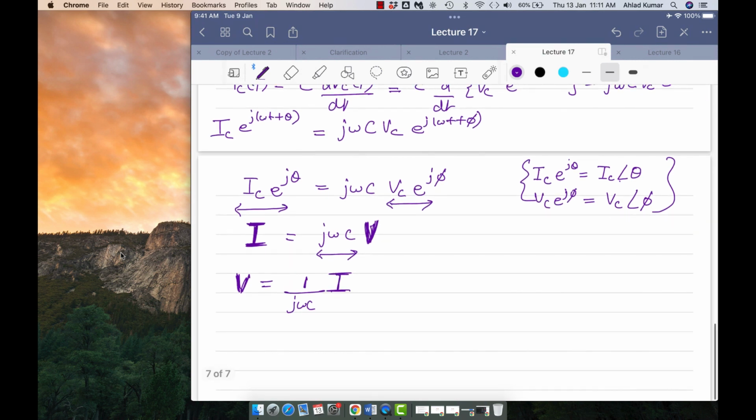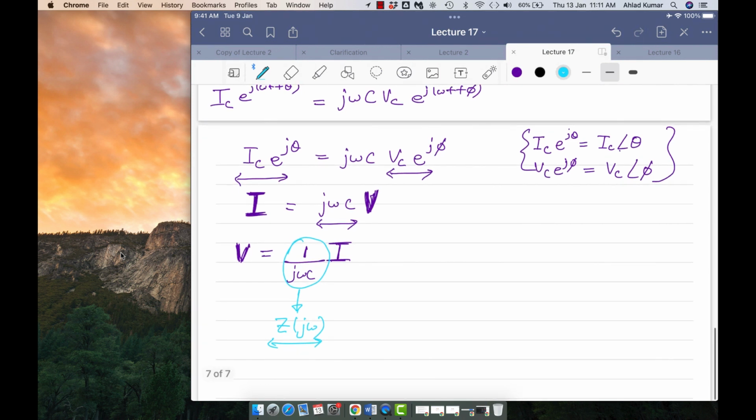So here what you can see is that this is the impedance, and this value is actually nothing but j omega. So the capacitor has the impedance which is given by 1 by j omega C. So if you are working in DC, your omega is 0, then what will happen to the impedance? It will be infinite.